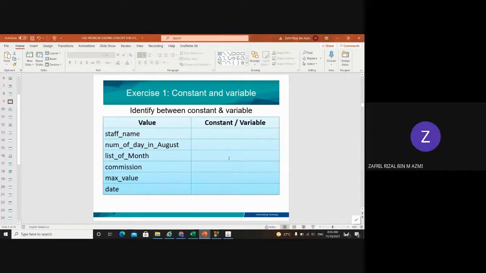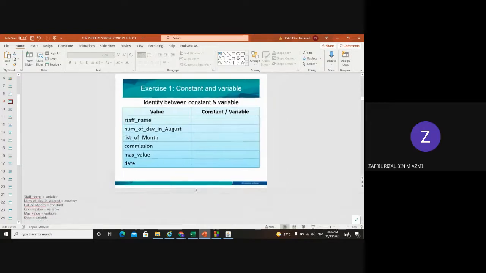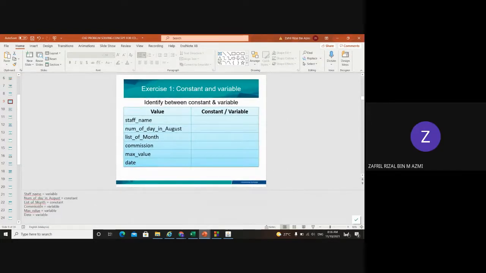Okay, this is debatable. It is based on your understanding of what you want your program to do. You see over here, the list of months is a constant, but it can be a variable. So how can we make it variable, sir? Change what kind of calendar, I think.